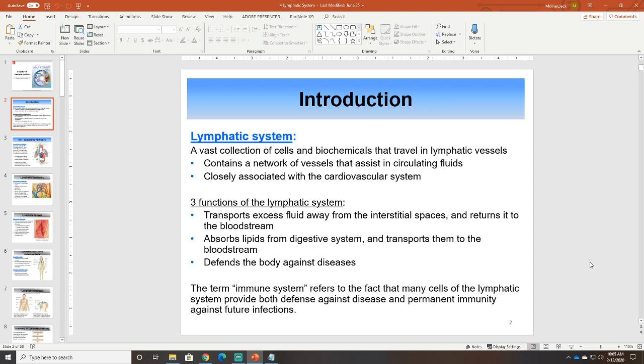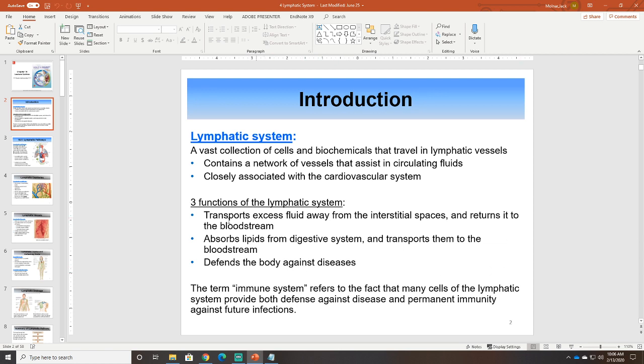Anyway, talking about the lymphatic system, we briefly mentioned that during the vasculature unit. They're a vast collection of cells and biochemicals that travel through lymphatic vessels. The lymphatic system contains a network of vessels that assist in moving fluids from the tissues back into circulation. As a result, they're closely associated with the cardiovascular system. Of course, the lymphatic system also has a role in immunity, so it helps defend the body against diseases.